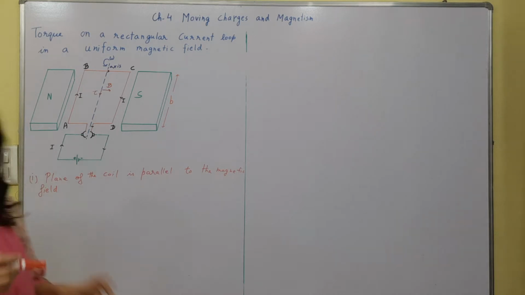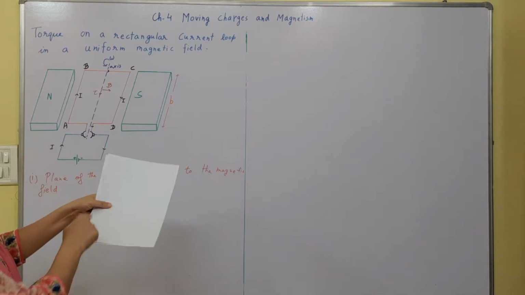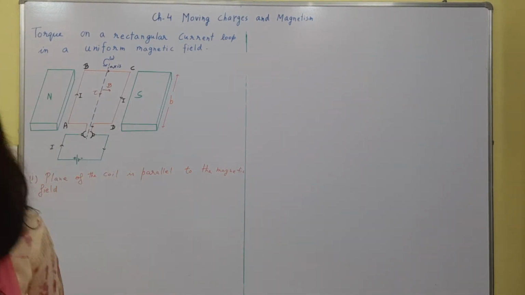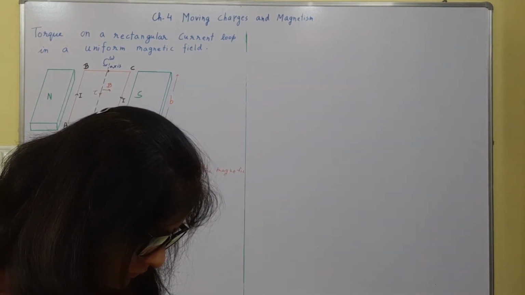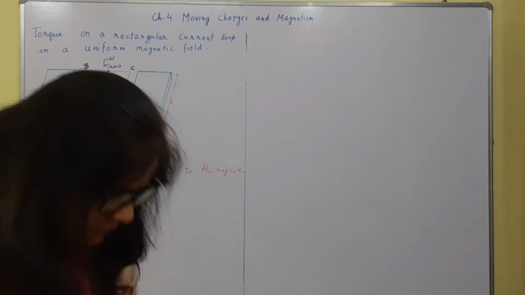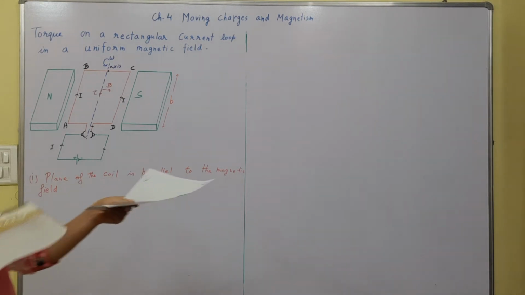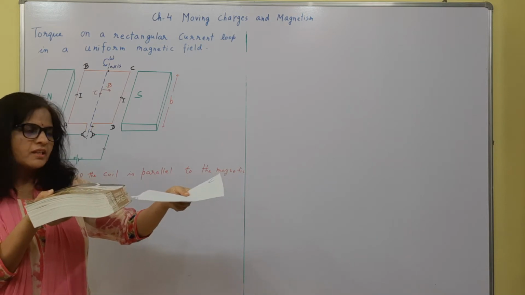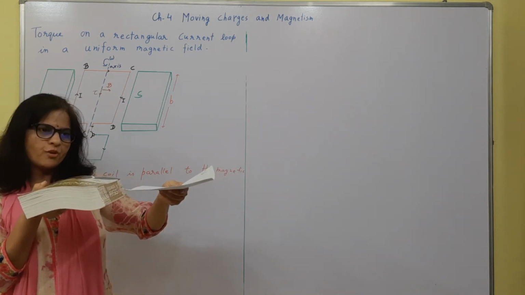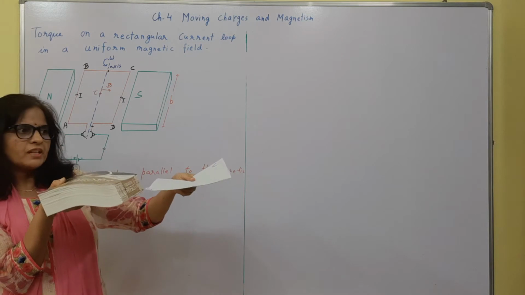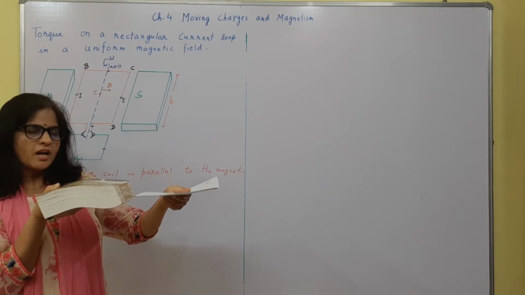So what will happen in that case? Parallel means, as I told you, this is the coil A, B, C and D. Now this is the coil and it is kept like this. Suppose this is your north pole and similarly on the other side we have a south pole. So the magnetic field is from left to right with respect to you, and the plane of the coil is parallel to the magnetic field. That means this plane is parallel to the magnetic field direction. I hope you understood this.